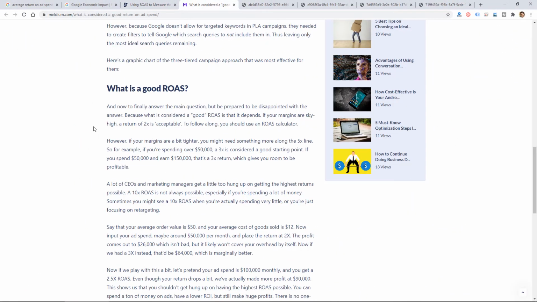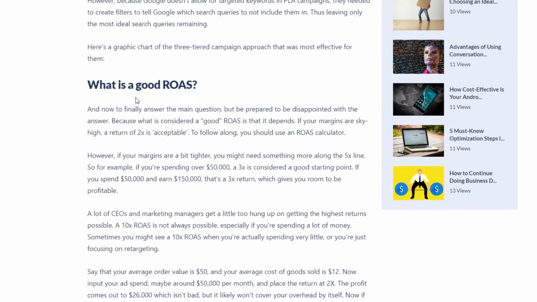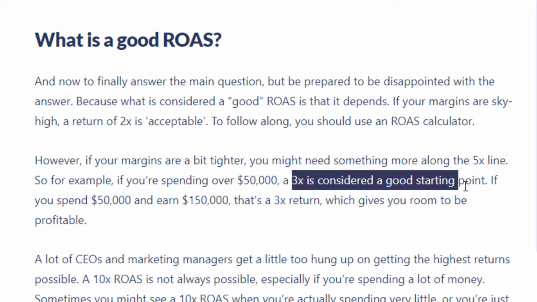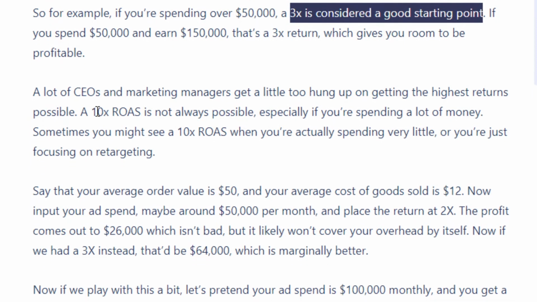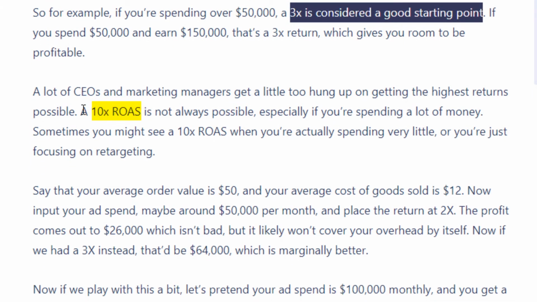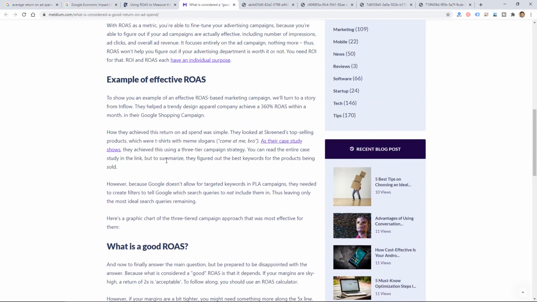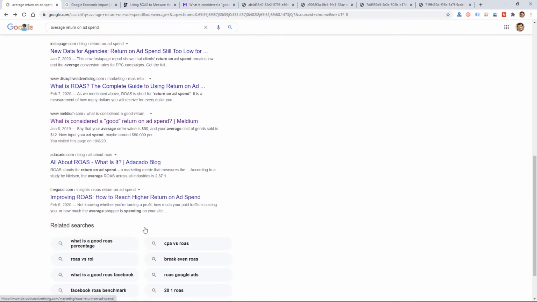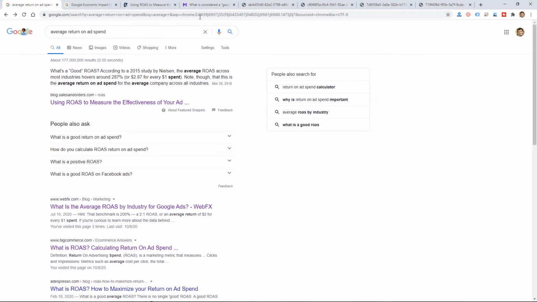And then here's one more from Meldium.com. What is a good ROAS? They start off by talking about 2.0 is acceptable, or 2 times. 3.0 is considered a good starting point. And then they talk about how people like to have 10 times ROAS, which obviously would be great. But 2.0 tends to be average, and I like to get 3 or higher for my clients, and I consider that good. So those are just some averages. You can obviously do your own research and click on all of these links. Just do a Google search and do your own research.